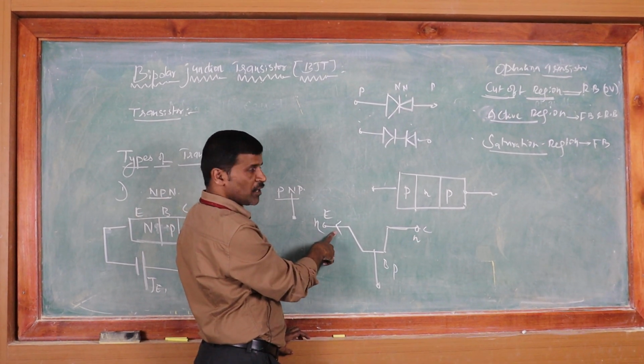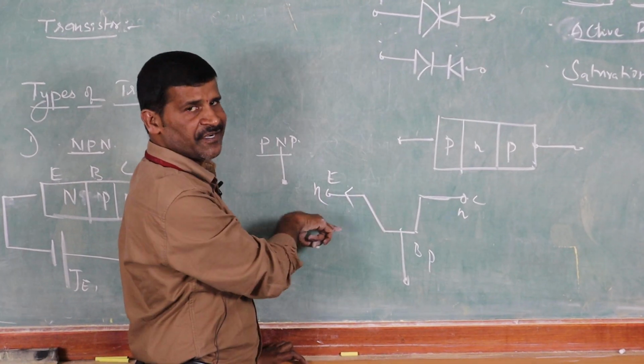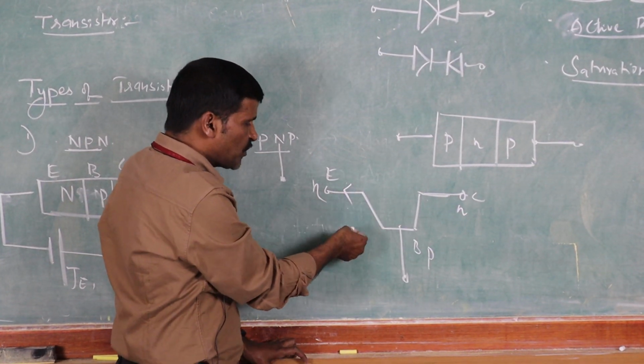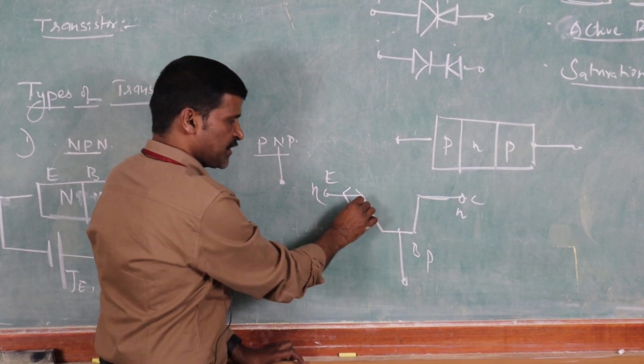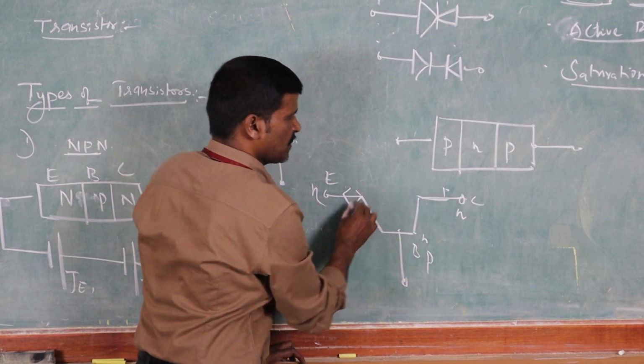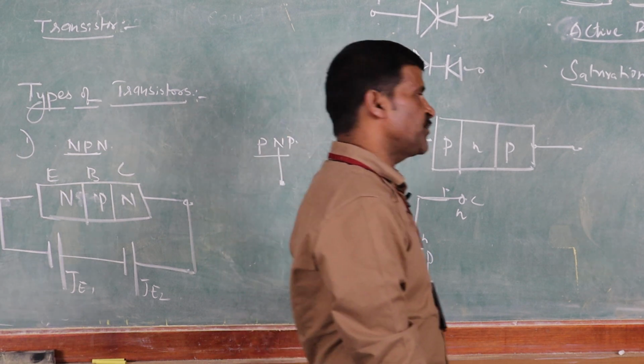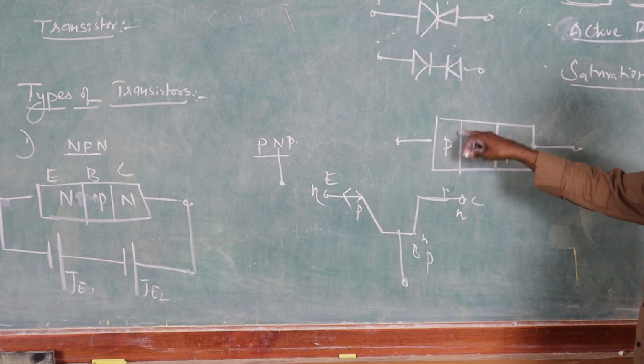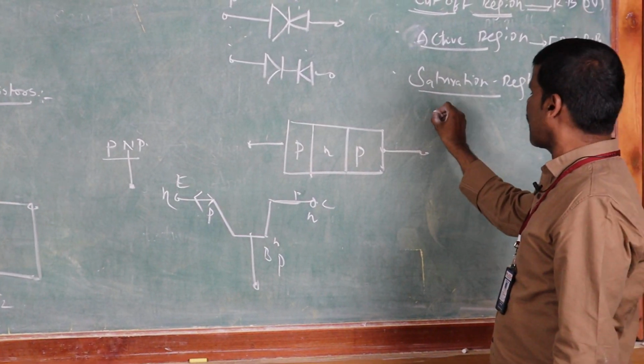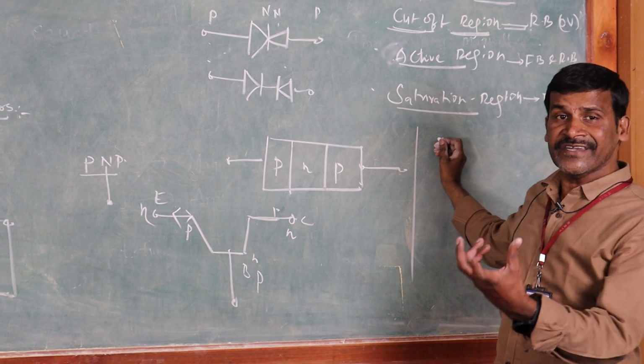So the flow of charge carriers is across this emitter terminal. If the arrow indicates inward, it is called a PNP transistor. Transistors are of two types, NPN transistor and PNP transistor. So what are the applications of a transistor? How a transistor can be used, where it can be used.